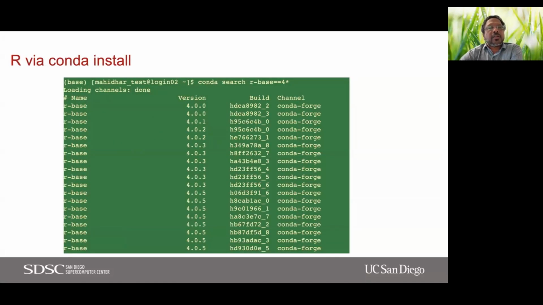But you can do a conda install, as I mentioned. So here I'm showing you how I was searching for versions of R. I did a conda search, r-base, and I was looking for all versions 4 and above. So I just did a 4-star, and then you can see all the versions that you see. And I think they have all the way to 4.4, the base versions of R. So you can install the one you need.